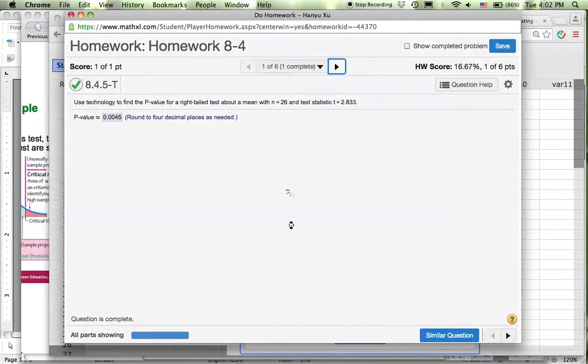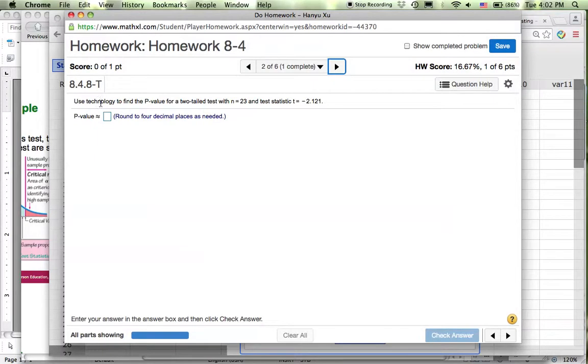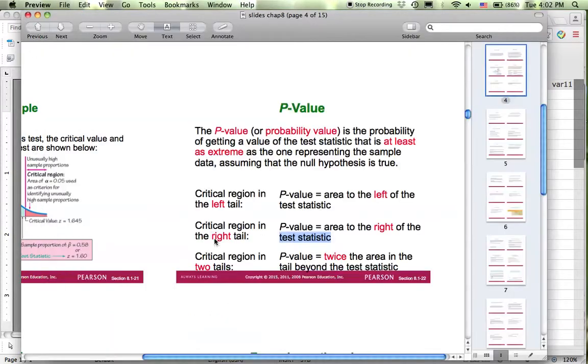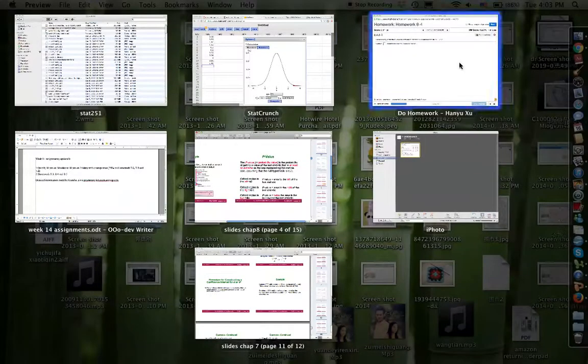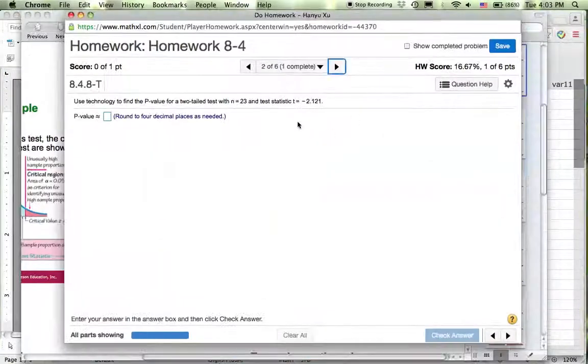Okay, and the next one says to use technology to find the p-value for a two-tailed test with n equal to 23 and test statistic equal to minus 2.121. For the two-tailed test, the p-value will be twice the area in the tail beyond the test statistic. In other words, both tails should be there. So for this one, we go to the same place.